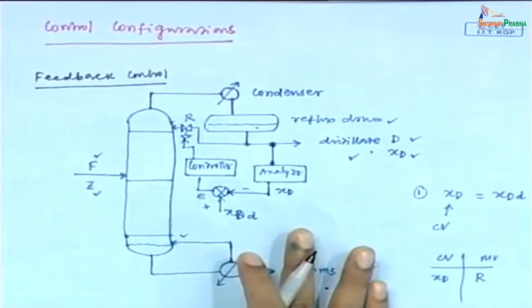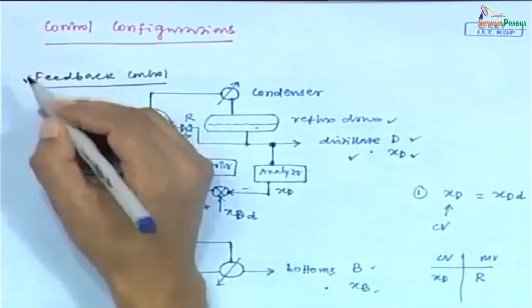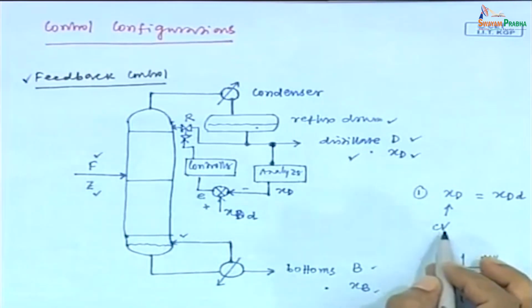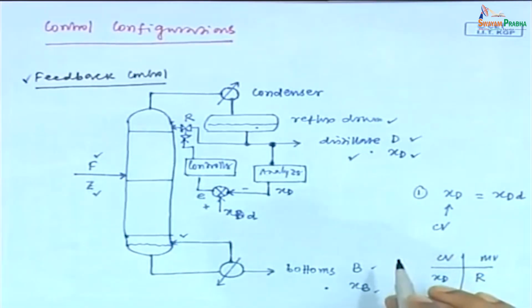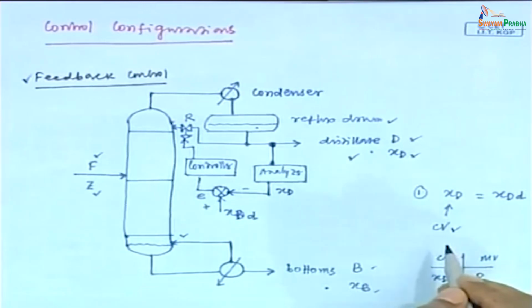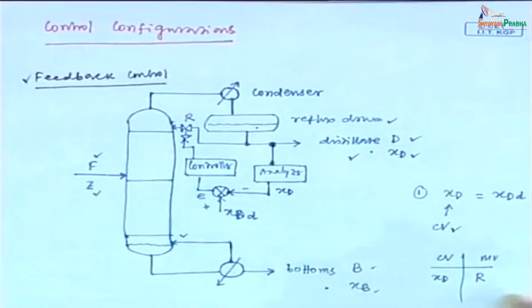So, this is basically the feedback control scheme. In the feedback control scheme, the controlled variable is measured. Anyway, today we do not have time. So, in the next class we will discuss the other two control schemes. They are the feedforward control scheme and the inferential control scheme, along with other topics.